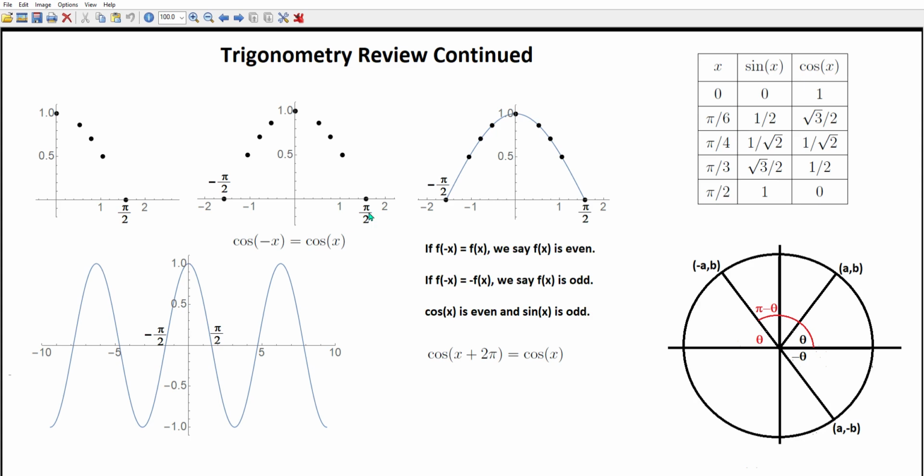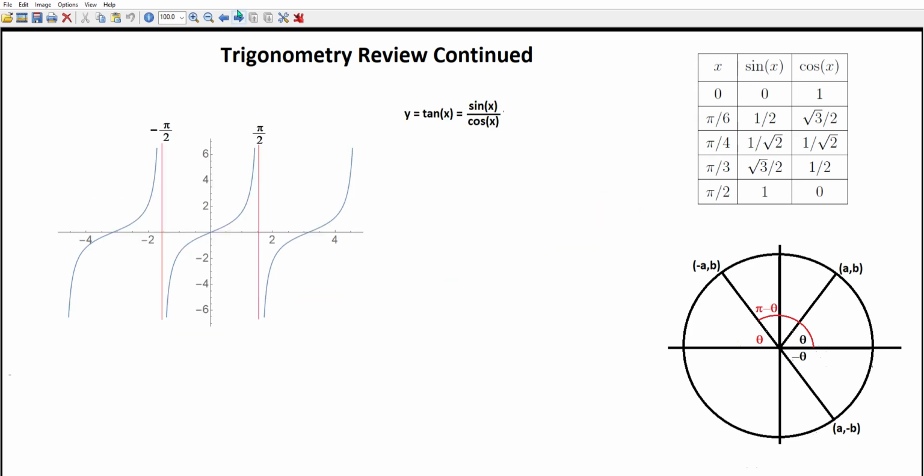Just a remark, you'll note here that the cosine of minus x is the cosine of x. Such a function, f of minus x equals f of x, is called an even function. And the sine had the property that the sine of minus x was minus the sine of x. That's called an odd function. So cosine is even and sine is odd. And of course, here's this other statement, which is the cosine of x plus 2 pi is the cosine of x, which says it's periodic. Once around gets us back to where we were.